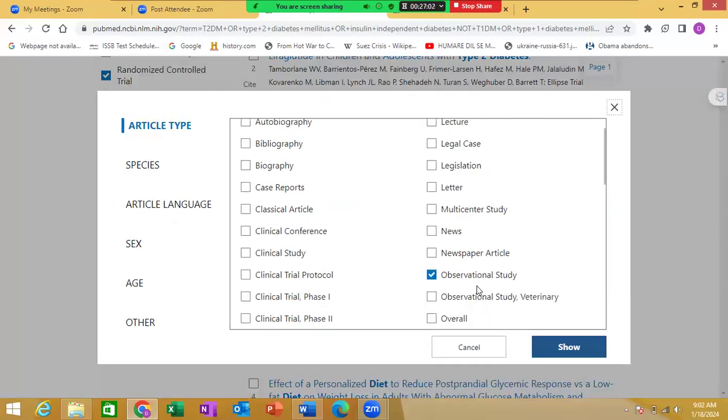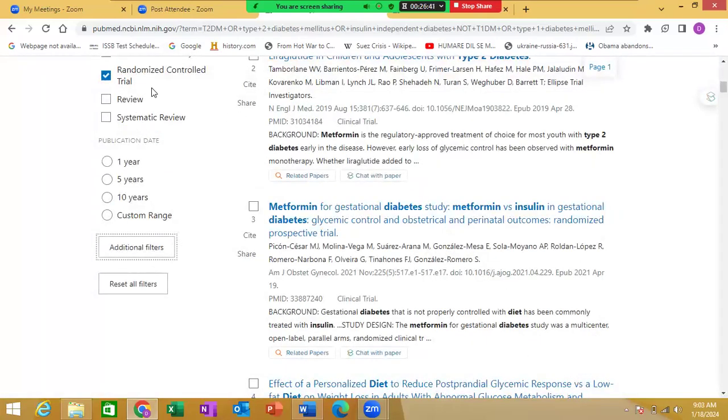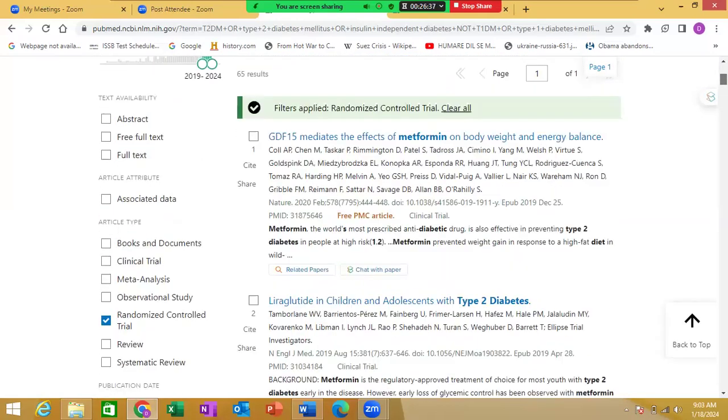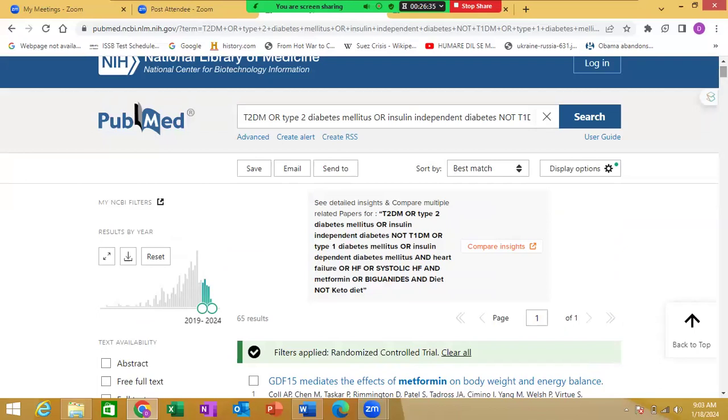I have this observational checked because previously I had not included it there. For example, you want to add these clinical conferences as well, though they are not recommended. You will select it here, show, and that will be shown here in your list of filters, and you can apply this. This is how we set our inclusion exclusion criteria in research.